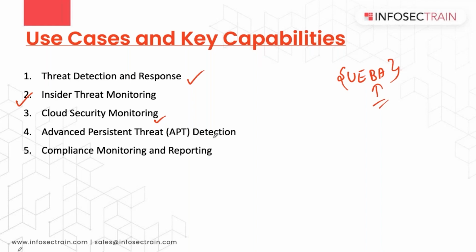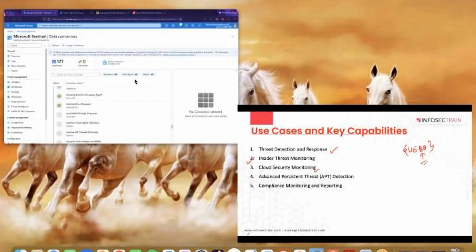APTs are sophisticated and stealthy attacks that aim to compromise the organization's system over an extended period. By using machine learning models and threat intelligence feeds, Sentinel can detect the subtle indicators of APTs such as C&C traffic, lateral movement, or data exfiltration. So it provides analysts the necessary insight for investigating and responding to the APT before it can significantly cause damage to you.